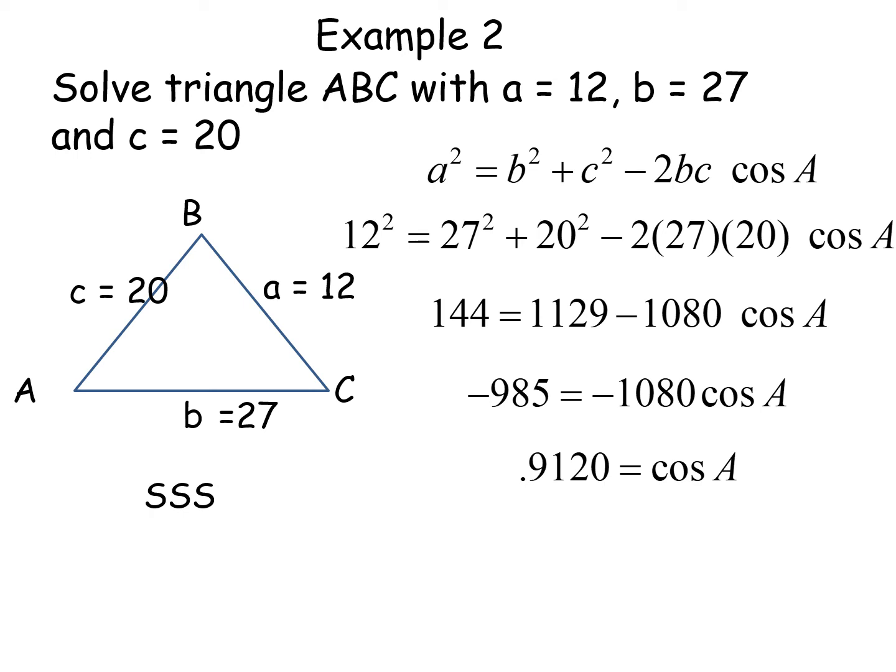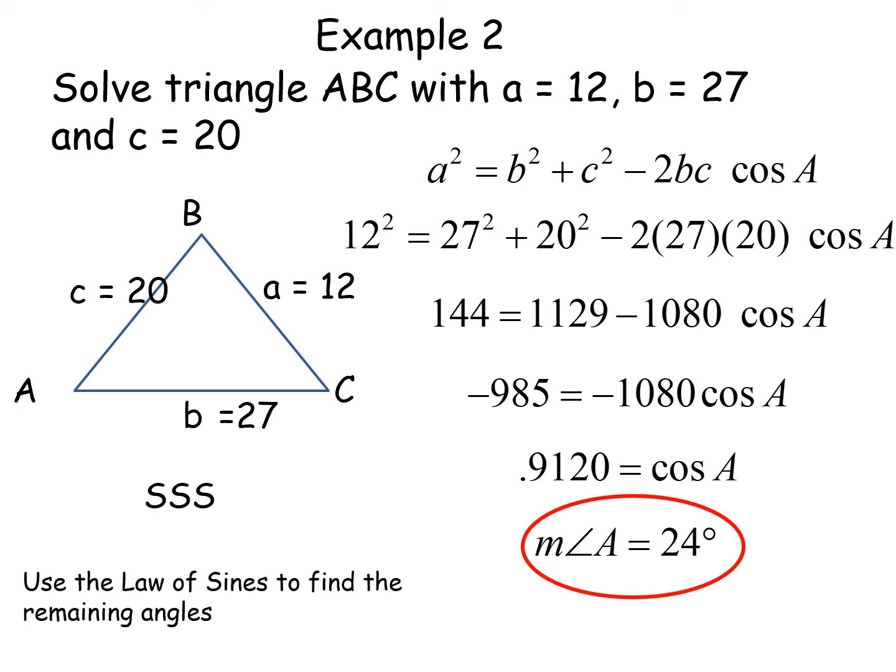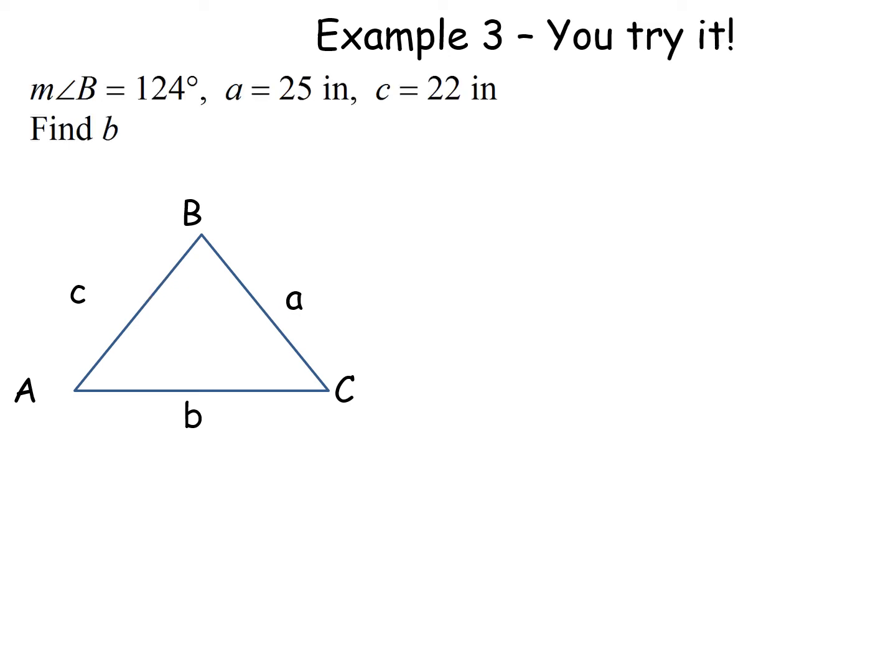Once again, I don't really care what the cosine of A is. I really want to find out what the measurement of angle A is. So I'm going to use that second cosine on my calculator, or the arc cosine, and I'm going to find out that the measurement of angle A is 24 degrees. Now that I know what the measurement of A is, I would have enough information to finish this using the law of sines, which would be the best way to go about this. Why don't you put this video on pause and see if you can do example 3 all by yourself.